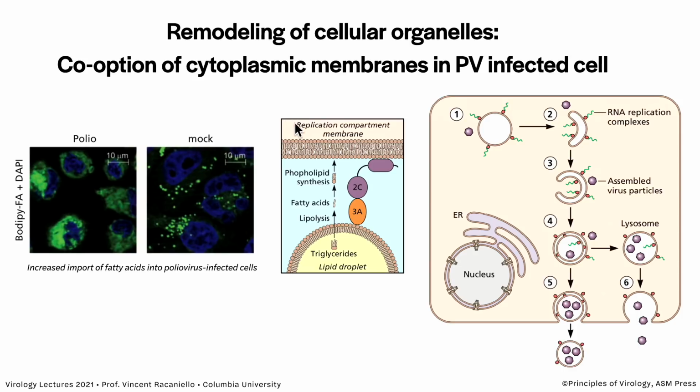Now, when many viruses infect cells, especially RNA viruses, they remodel the cellular organelles. And here's an example in poliovirus. All these viruses make some kind of membranous structure on which to reproduce their RNA genomes. And here is, again, that stain for fatty acids in mock and poliovirus infected cells. You can see increased import of fatty acids into polio-infected cells, increased synthesis. What happens is you get the formation of these double membrane structures, and on the surface and inside of those, the viral RNA is reproduced.